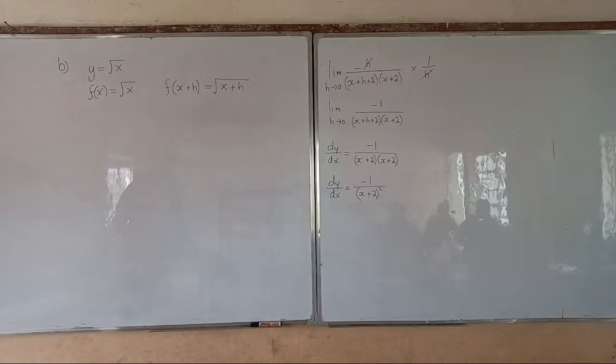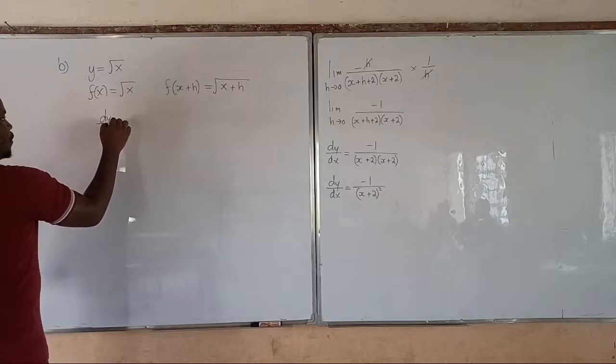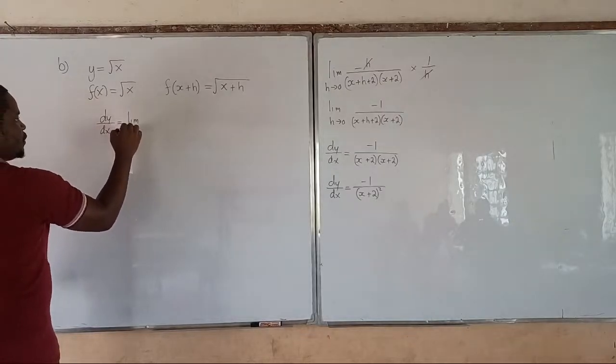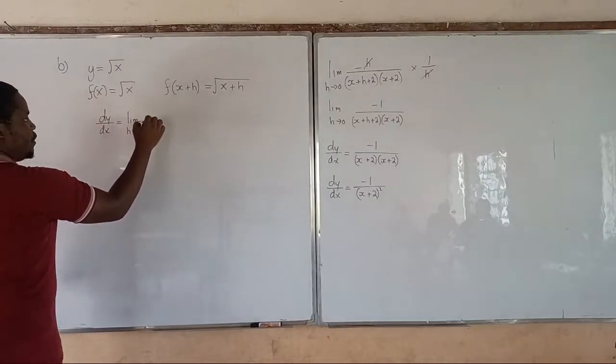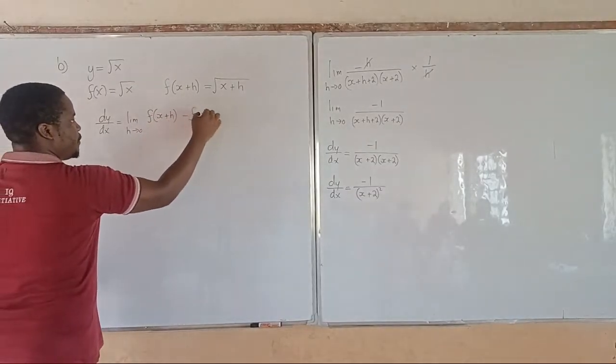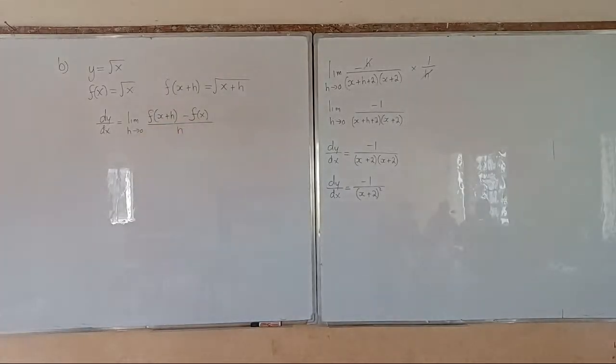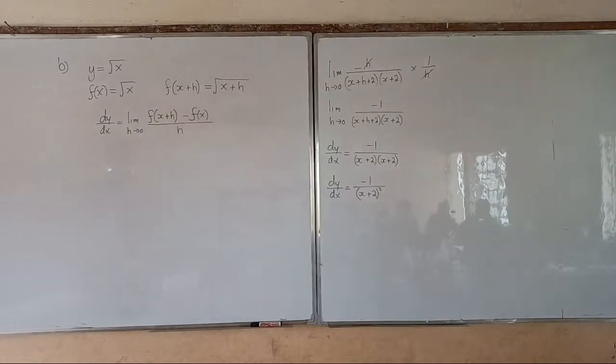So we bring in the formula. dy/dx is equal to the limit as h approaches 0 of f(x + h) minus f(x), divided by h, like that. Then we do our substitutions.